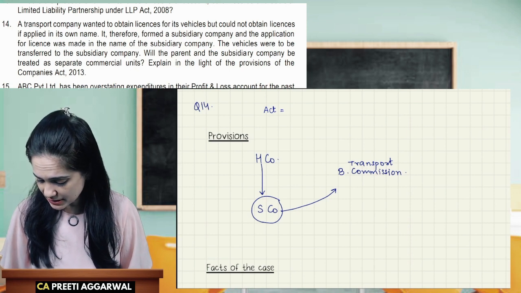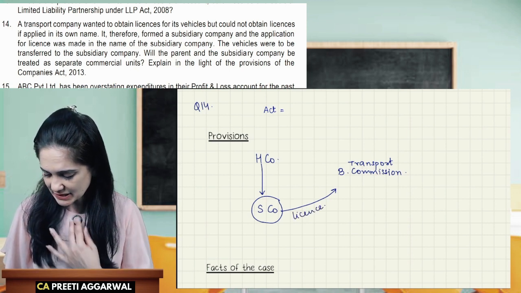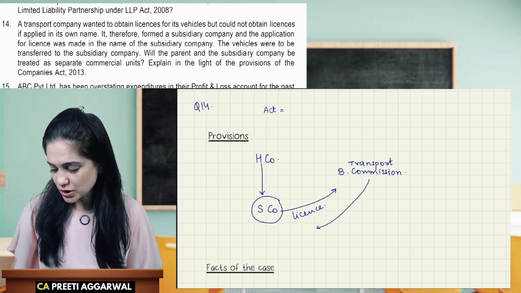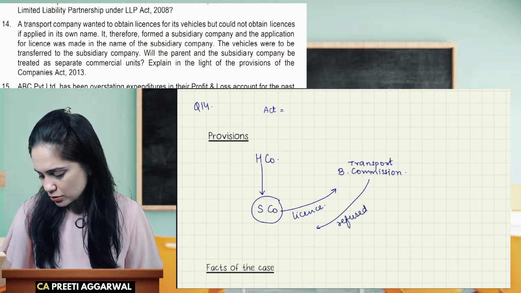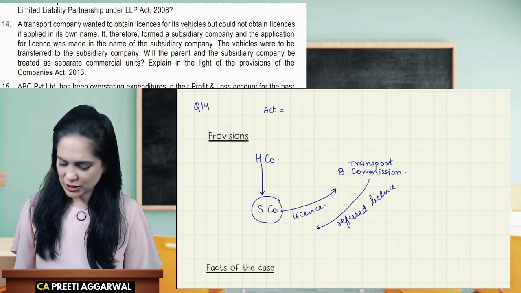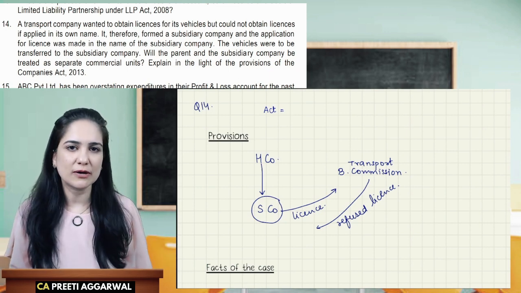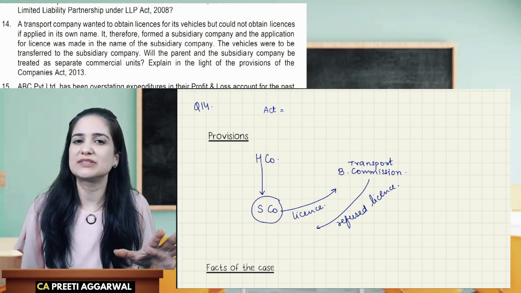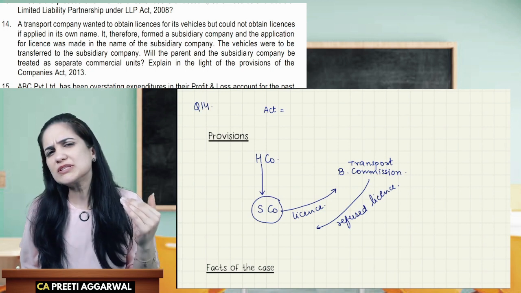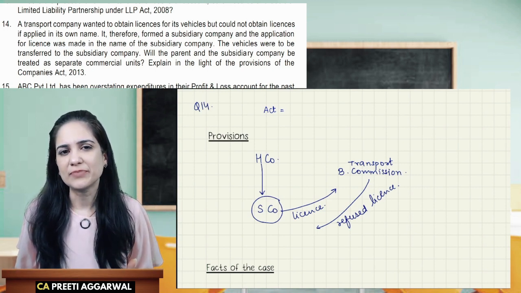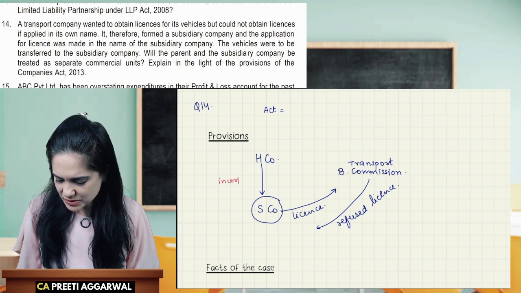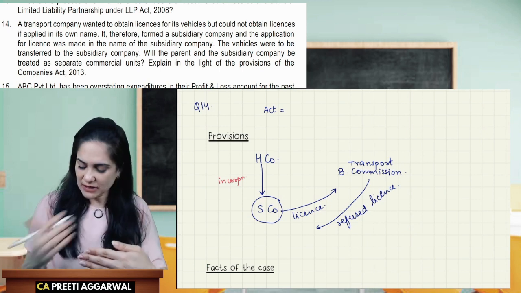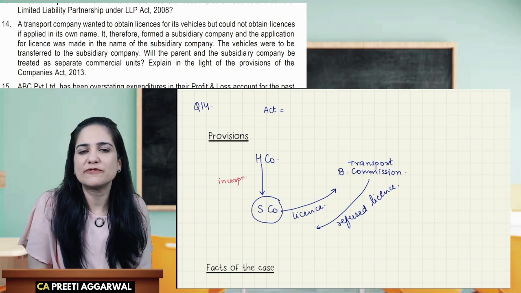So the subsidiary company applied for the license to the British Transport Commission, but the British Transport Commission refused to grant the licenses. So they filed a case: we have applied for it, why have you not granted the licenses? It was held that ideally the holding and subsidiary are considered as two separate entities. But what was the aim of incorporating the subsidiary company? The main aim was to use it as a sham, to hide that the licenses were actually applied on behalf of the holding company.